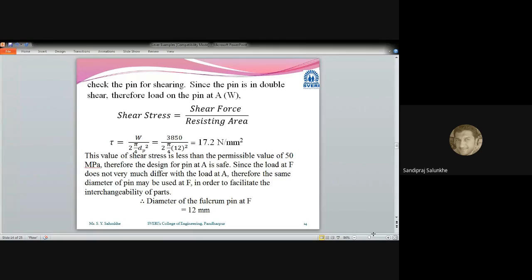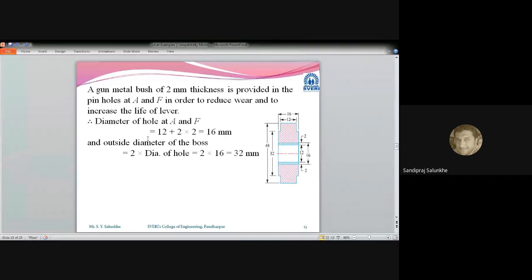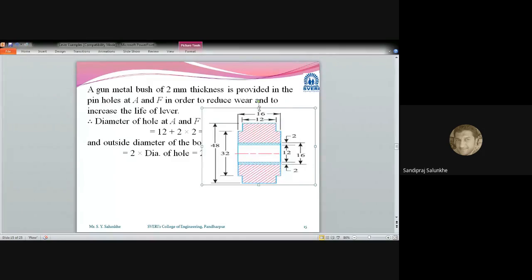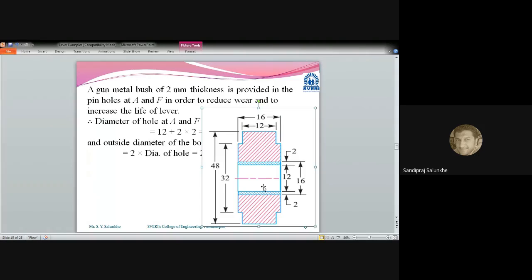So this pin is designed. Now we are going to consider a bush which is inserted in between that lever and pin. Here you can concentrate on this diagram. First of all I will elaborate this diagram. This is a cross section of that lever at the pin.